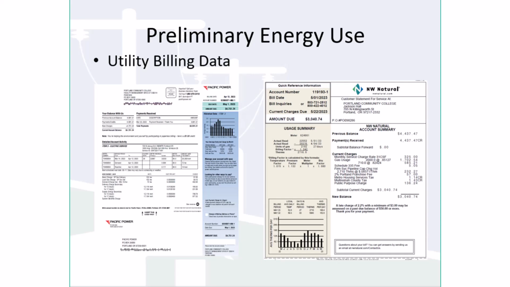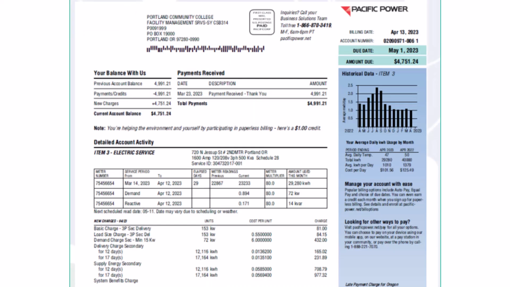What I'm showing you here is the actual utility bills for a community college building in Portland, Oregon. On this site, they have natural gas and electricity. Gathering information directly from utility bills is very complicated, and all utilities bill their customers differently. And so that's a little bit beyond the scope of this training module.